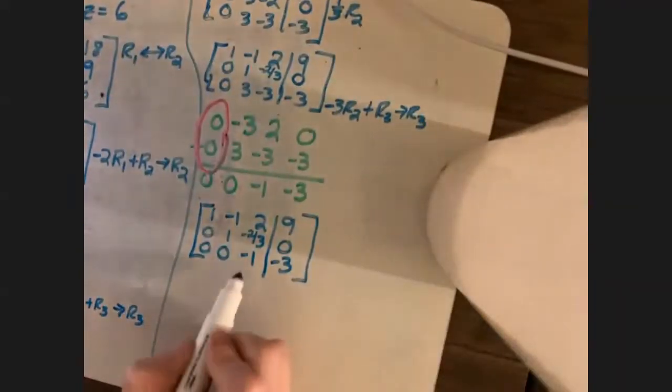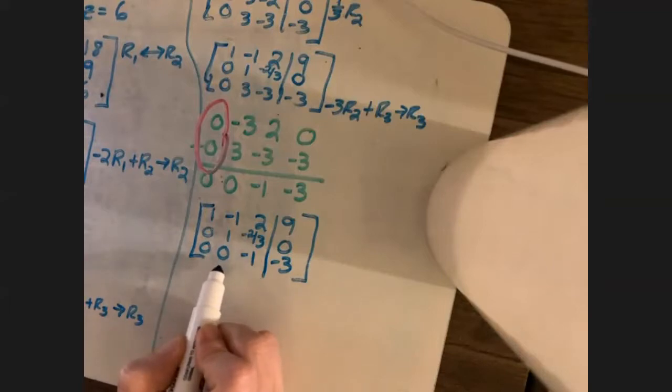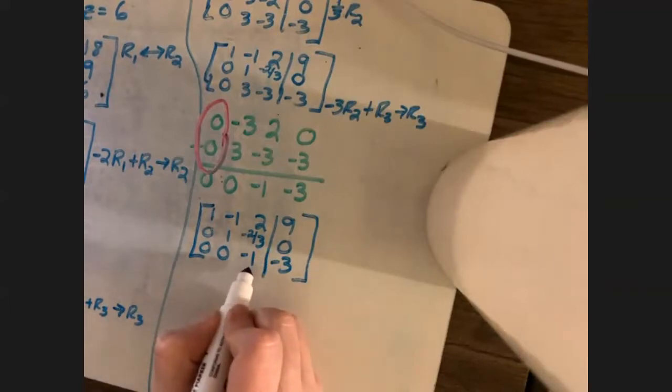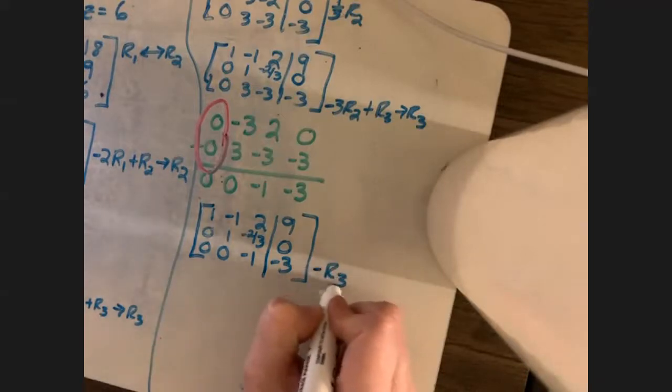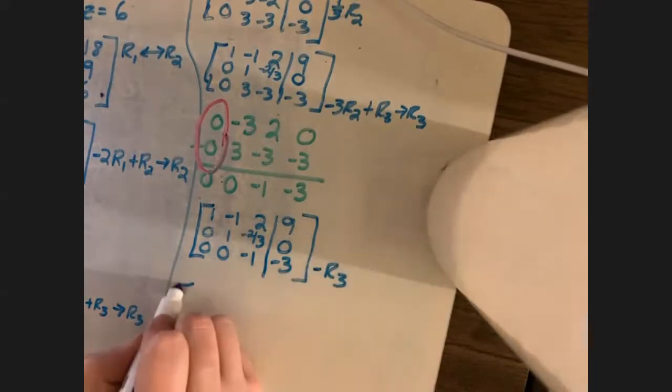So now I made the one below it. I've got a -1 here. I need it to be a +1. Fine. Negative row 3, just so I can switch all my signs.